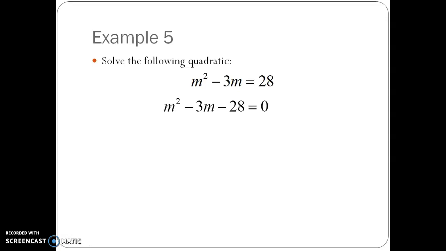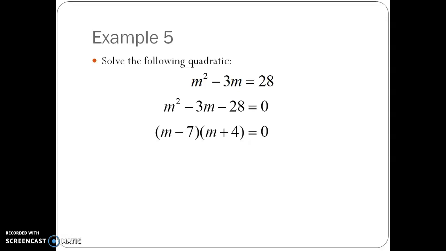And now we have to try to factor. In this case, we have 3 terms, so we're probably going to want to split the middle. I won't go through that whole process, but you know how to do that now. Going through that process, we should end up with this in factored form, and that would be m minus 7 times m plus 4 equals 0.